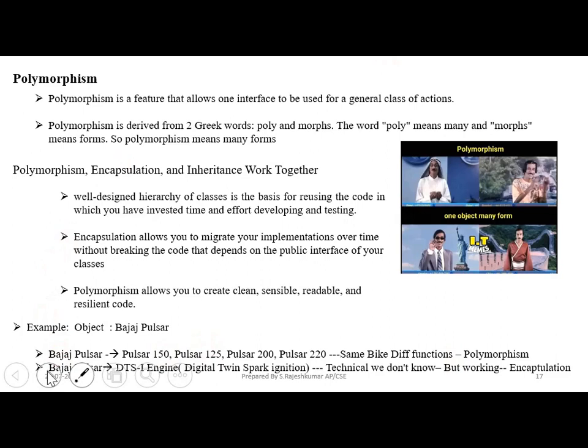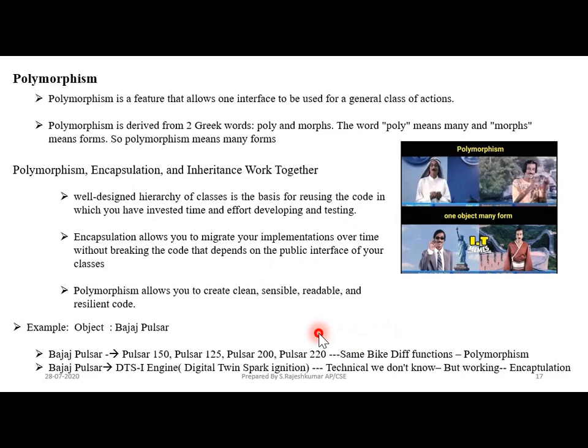In technical terms, let us consider an example. Bajaj Pulsar is a bike. There is Bajaj 150, Bajaj 125, 200, Pulsar 250. Everything is the same, it's a Bajaj bike, but each does a different function based on the engine performance. This is called polymorphism, to make more than one form.